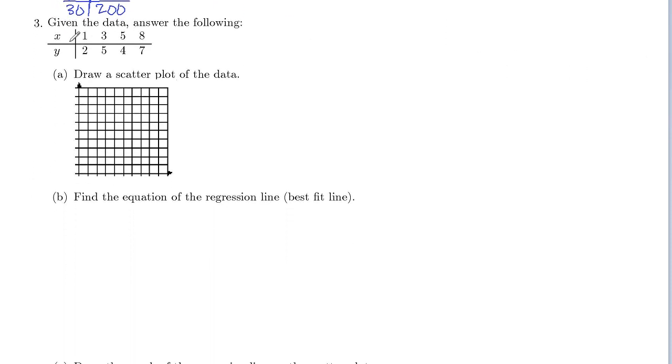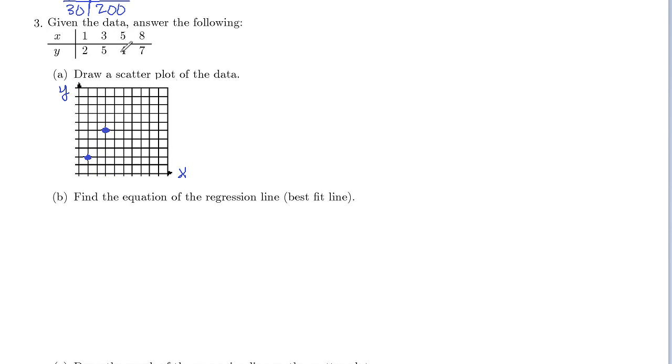Next up, we're given some data, some x and y values here. 1, 3, 5, 8 and 2, 5, 4, 7. Draw a scatter plot of the data. So that's just x versus y. So here, let's see, x is 1 when y is 2. So that would be 1 to the right and 2 up right here. When x is 3, y is 5. So 1, 2, 3 to the right, 1, 2, 3, 4, 5 up right there.